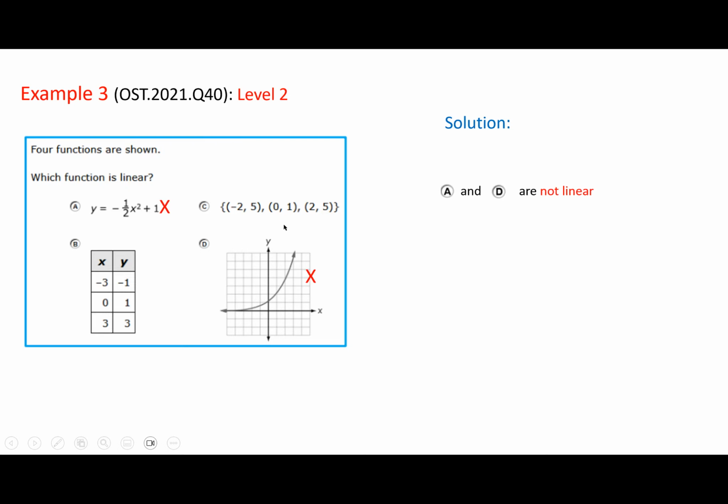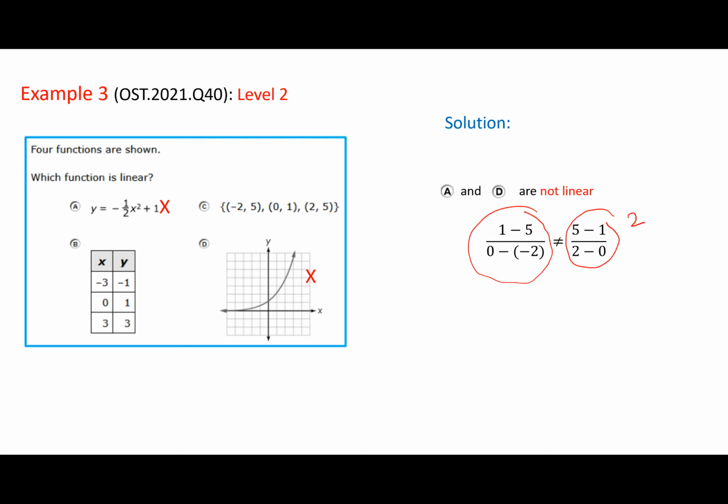I'm going to start with option C. Here 3 points are given. We need to see if they are on the same line or not. So let's calculate the rate of change. 1 minus 5 over 0 minus 2. Here now 5 minus 1 over 2 minus 0. So now here, this is 2.